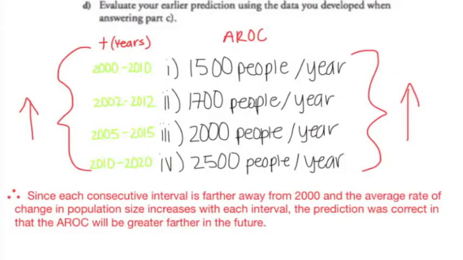Question 11D asks us to evaluate our earlier predictions using the data we developed from answering part C, or in other words, confirming our predictions from the graph. Therefore, we can conclude that since each consecutive time interval is farther away from 2000 and the average rate of change in population size increases with each time interval, the prediction was correct in that the average rate of change will be greater farther in the future.